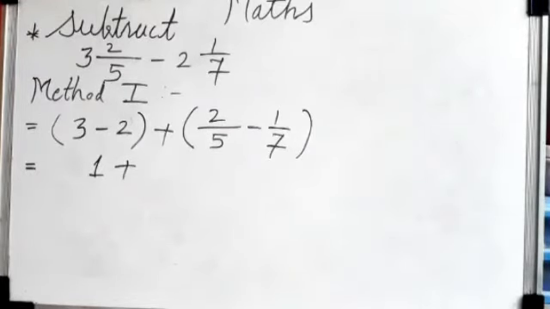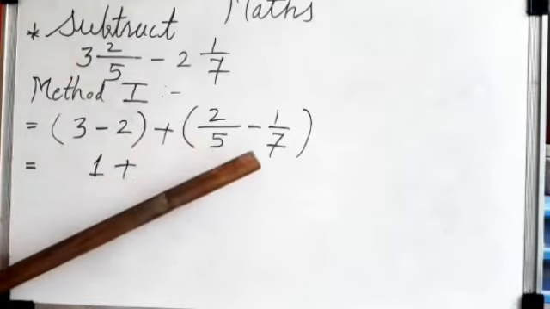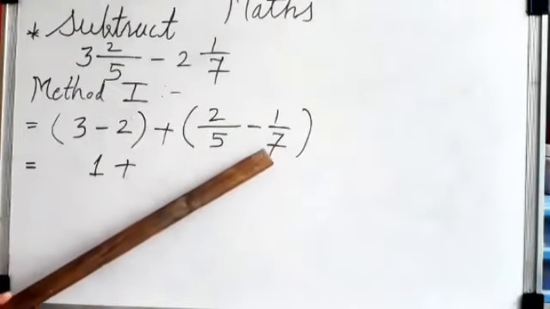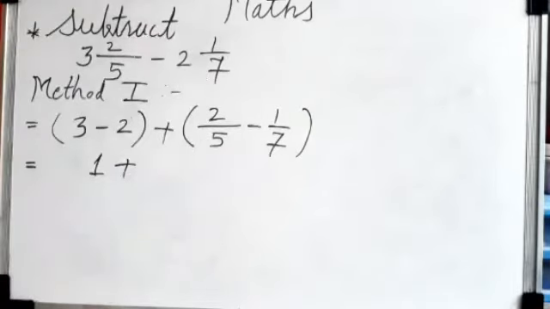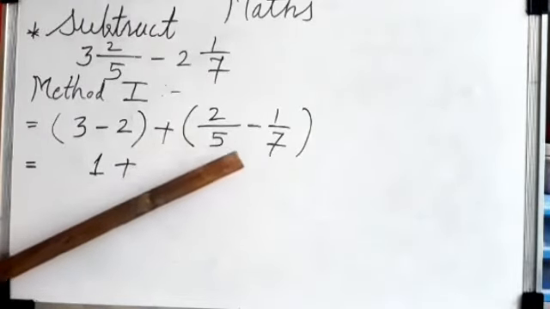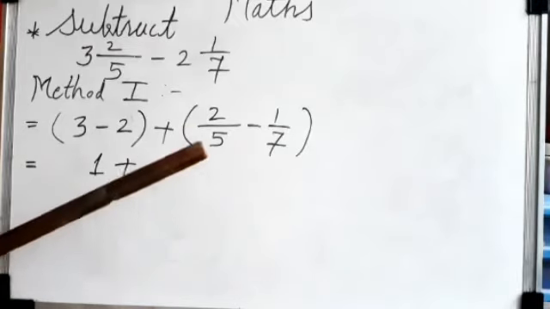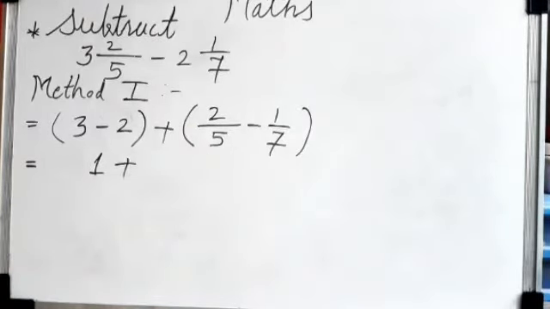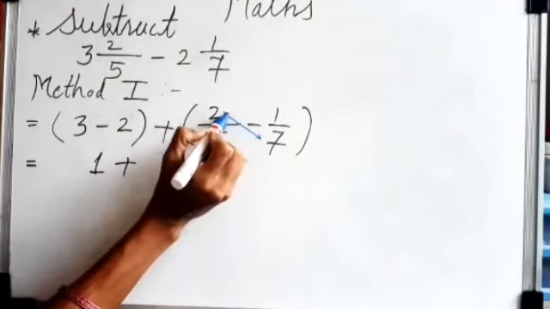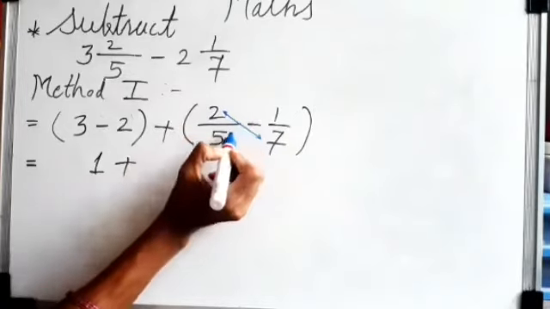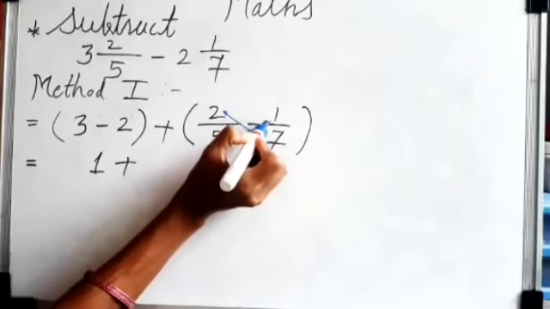So for that purpose I have told you cross multiplication. Now here denominators are 5 and 7. So 7 is not a multiple of 5 and 5 is not a multiple of 7. So these two numbers are not there in each other's tables. So what you have to do? Just cross multiplication you have to do. Means what? This 2 you will multiply with this 7 and this 5 you have to multiply with this 1.